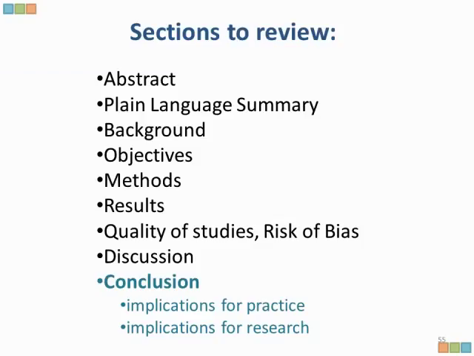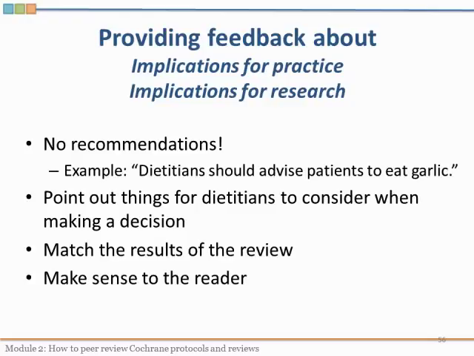The next section that is important to peer review is the main conclusion of the systematic review, implications for practice and implications for research. These sections are at the end of the review. It is important to keep in mind that the authors should not be making recommendations. They should not say dietitians should advise patients to eat garlic, but instead point out what dietitians can consider when they decide whether to recommend garlic or not. Again, the implications should match the results of the review and be clearly written so they make sense to the reader.